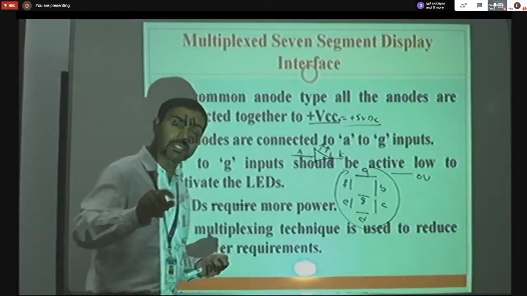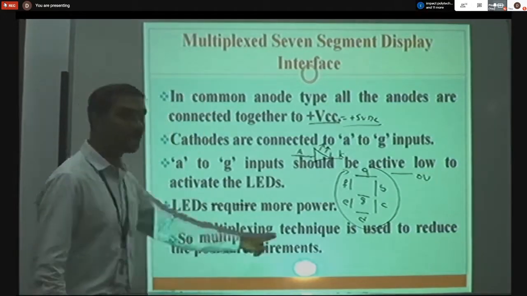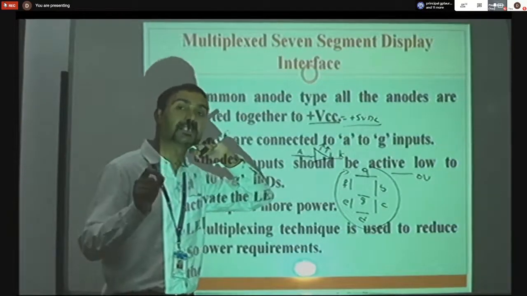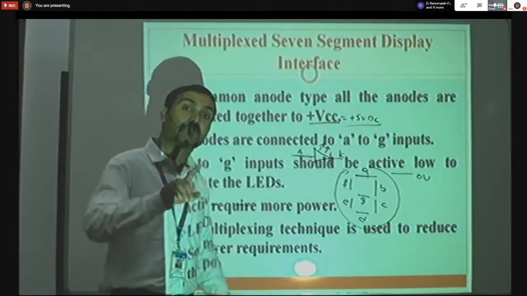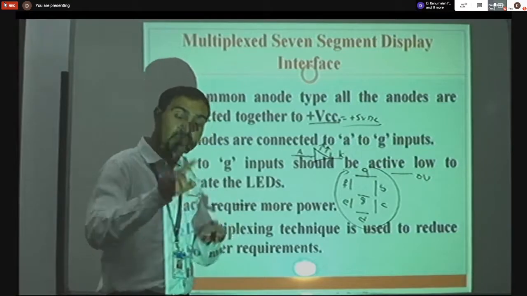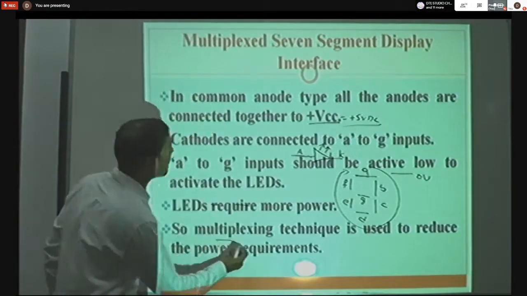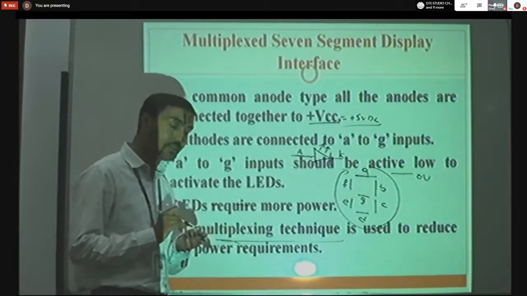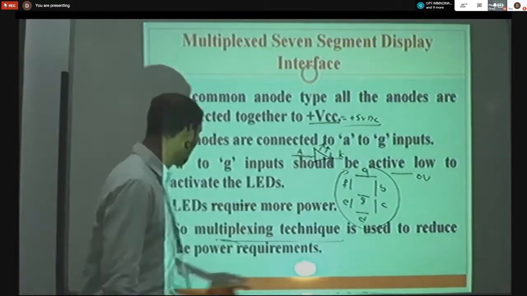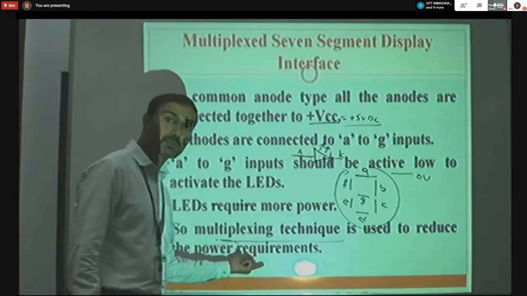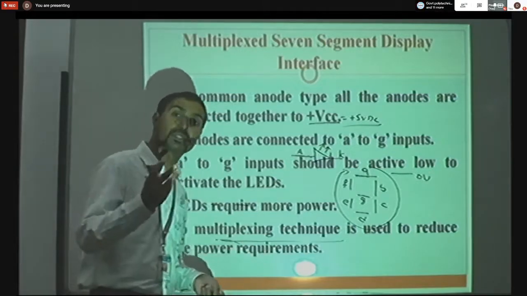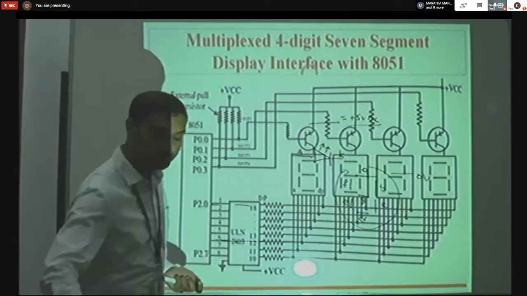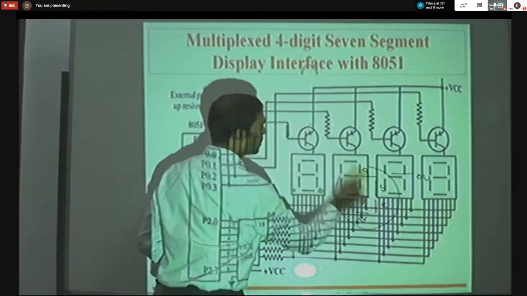To overcome this disadvantage, there is one method called the multiplexing technique. That's why the headline says multiplexed 7-segment display. Normally we call it a 7-segment display if there is only one display. If more than one 7-segment display is there, then it's called a multiplexed 7-segment display, because we are adopting a multiplexing technique. What exactly is the multiplexing technique? I will tell you. The multiplexing technique is used to reduce the power requirements. If you adopt this method, the power supply used gradually reduces. Here in this diagram, this is a circuit diagram actually.